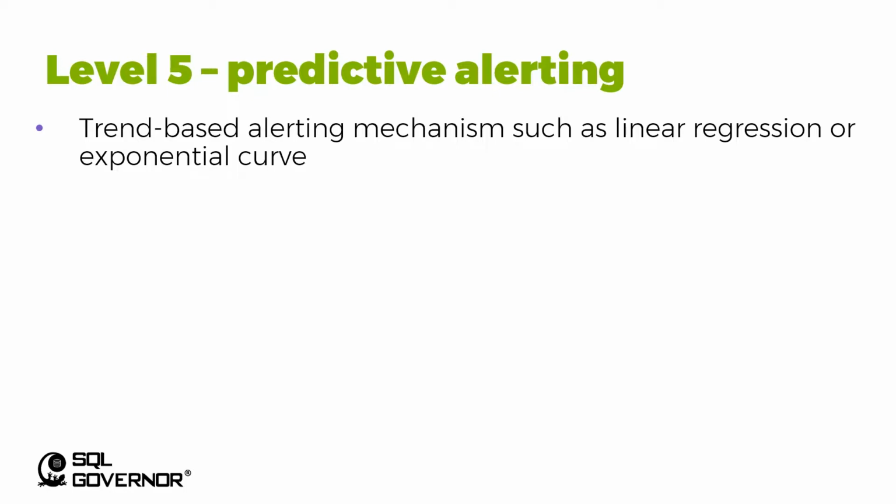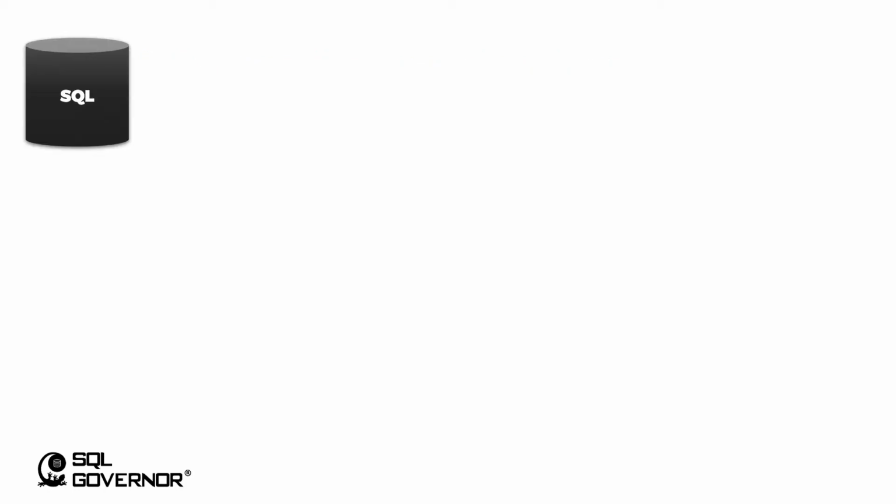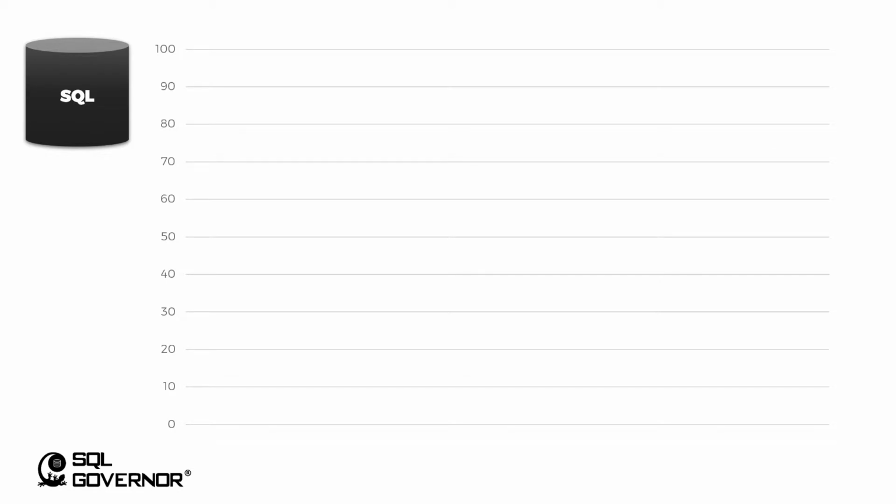It's a trend-based alerting mechanism, such as linear regression or exponential curve, for a certain performance counter. Let's think about a certain SQL Server for which we don't want the average momentum of that performance counter to ever exceed a 60% threshold level. Why average momentum? Because we are talking about trends.